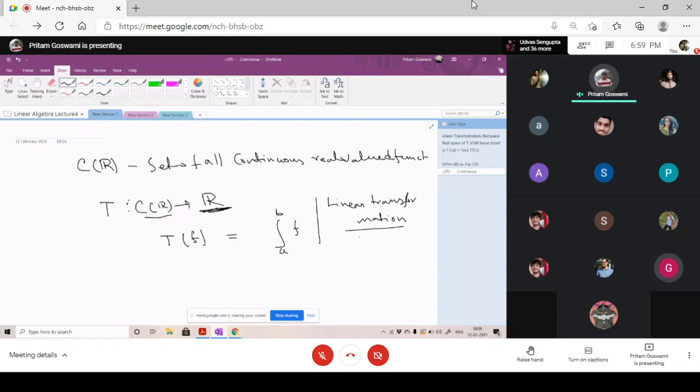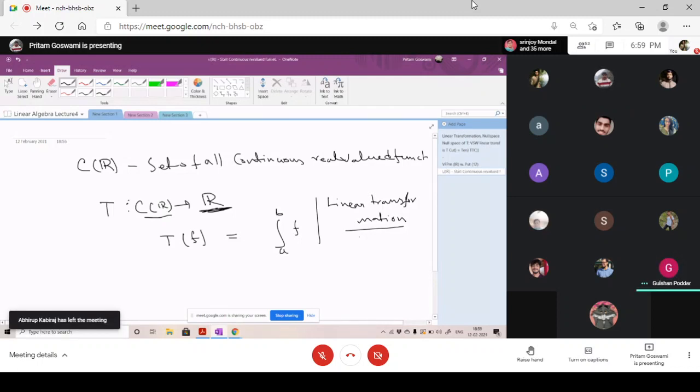No. Otherwise, we cannot write. There are some non-continuous functions also. They are also integrable. What I'm saying is, if the function is not continuous in the range a to b, then we cannot write integral a to b of f. We can write a to c integral of f and then c to b. You can also write integration a to b of f if f is not continuous also.